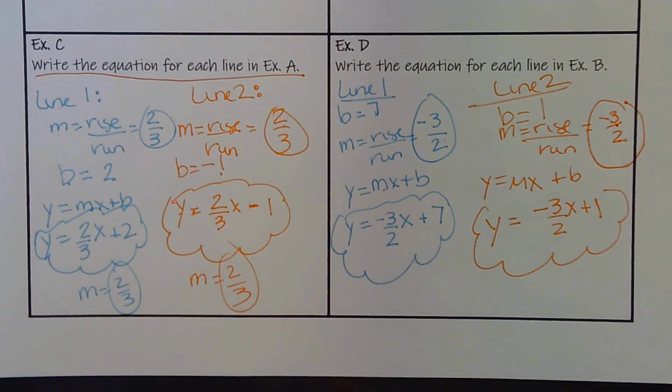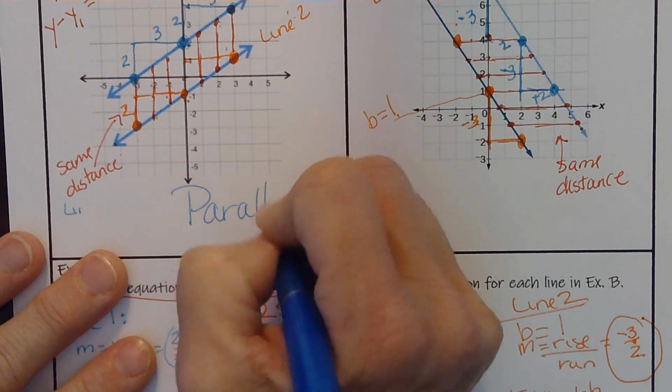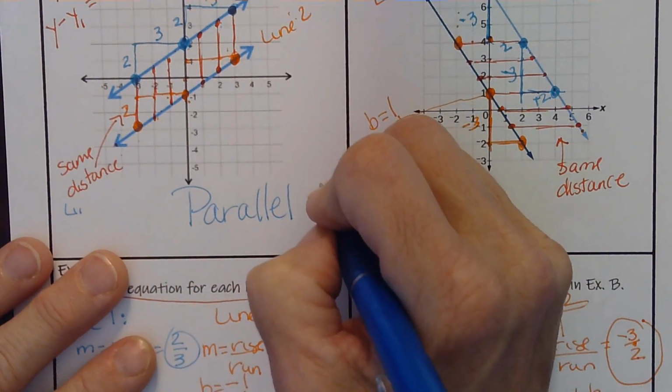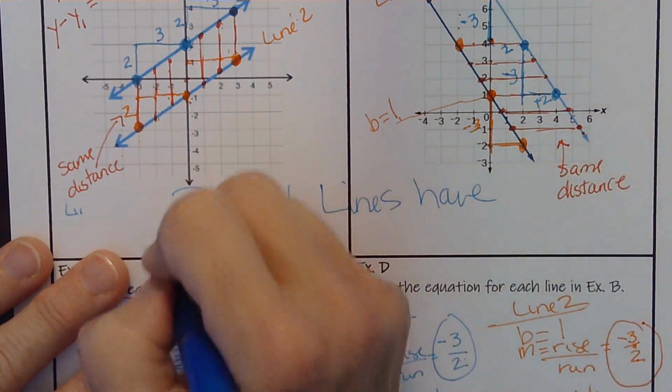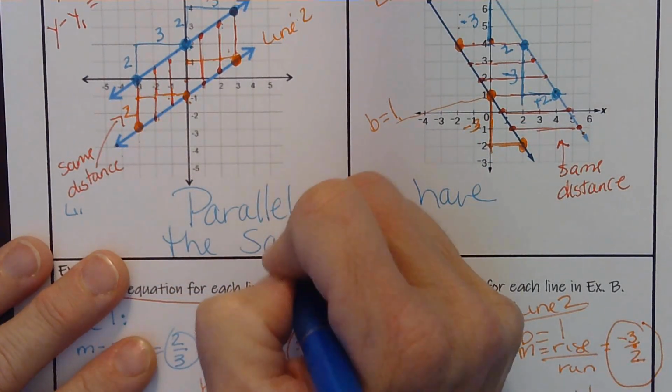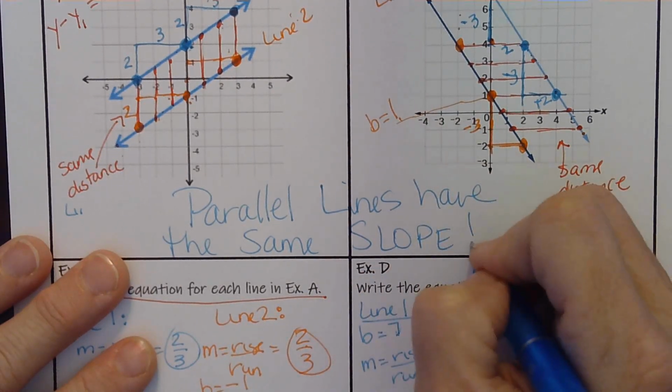So what can we say about parallel lines? Well, parallel lines always have the same slope.